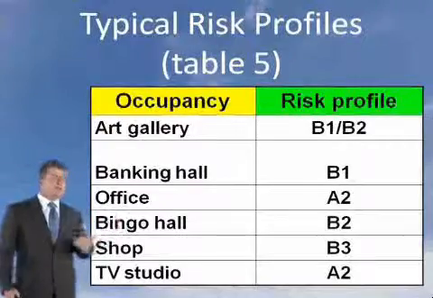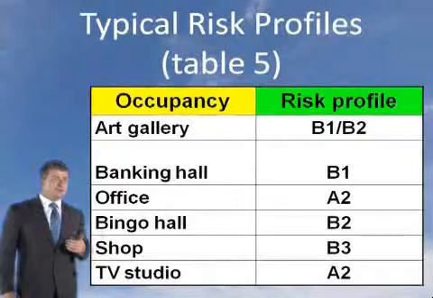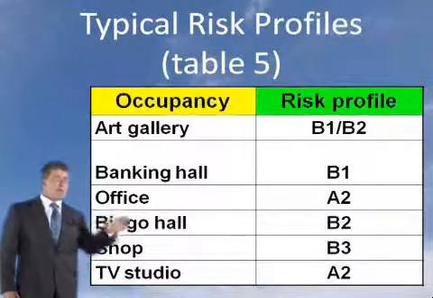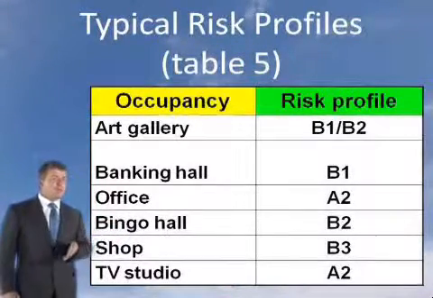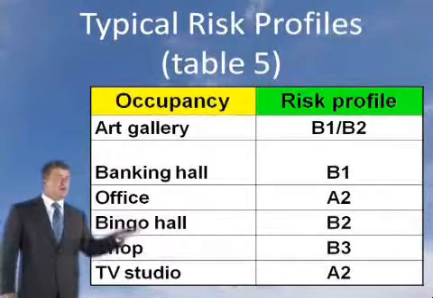Now, these risk profiles, what if you're designing a typical bar, a typical office, a typical shop, a typical bingo hall? Well, the code does give you examples of typical risk profiles. There's about 64 in the code. Here it is, Table 5. For example, you've got an art gallery, which might be a B1 or a B2. You've got a banking hall, B1. Office is A2, a bingo hall is B2.